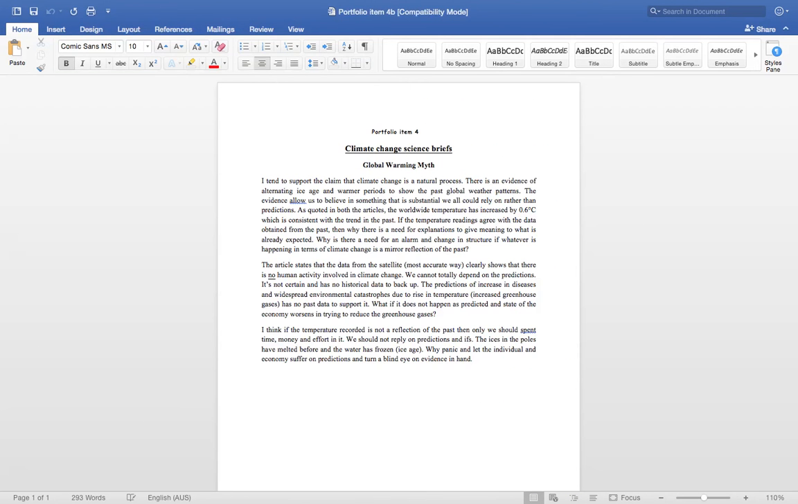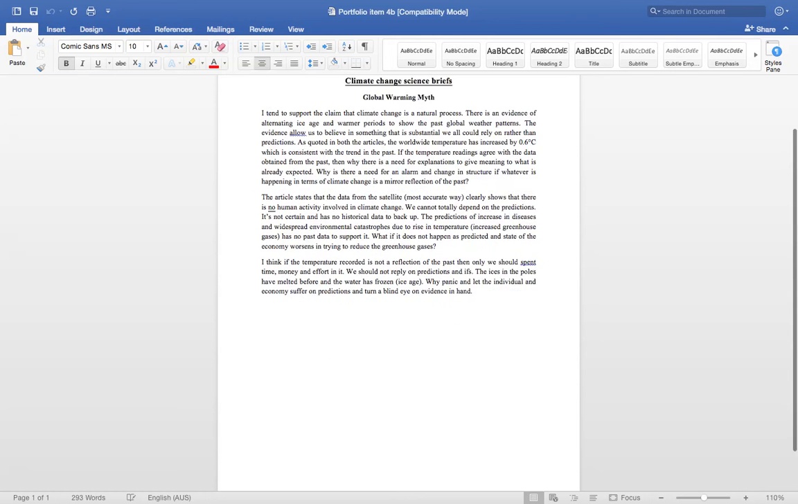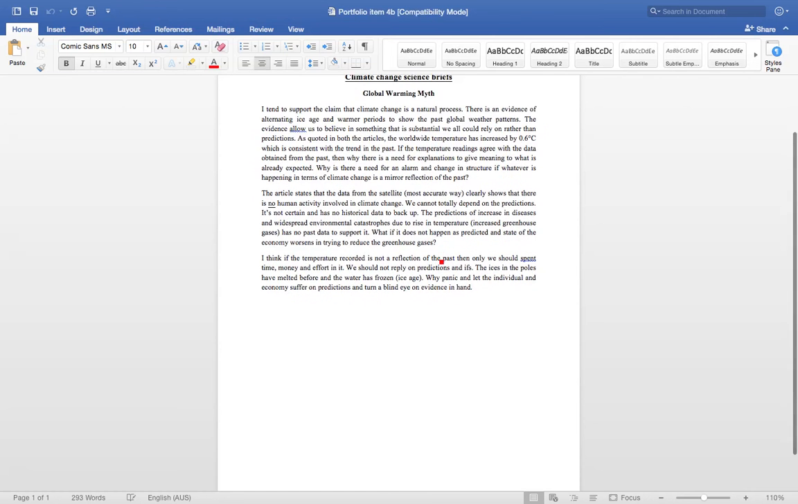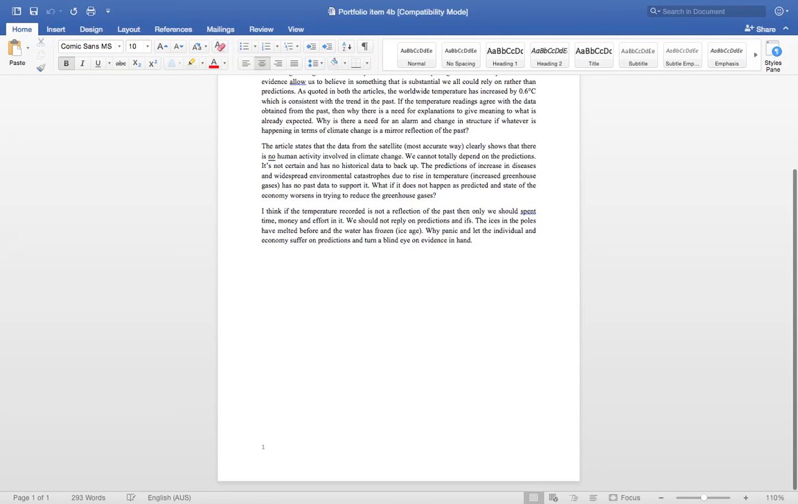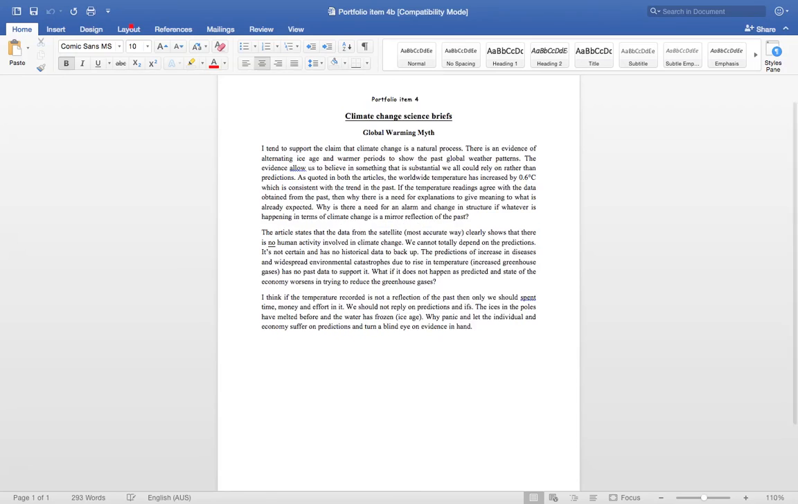Here's another one. This is the global warming myth. So this person supports the natural process. As you can see, very short, not even half a page or maybe half a page. Not a lot of links to the actual components of argument, not obviously a lot of substantial refuting of the other side, no ACARA links, no website links, so quite poor in quality.